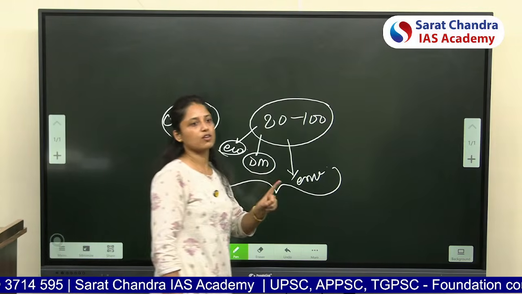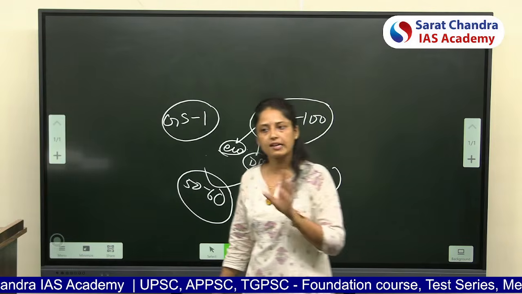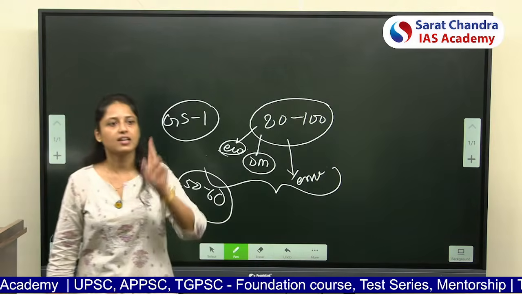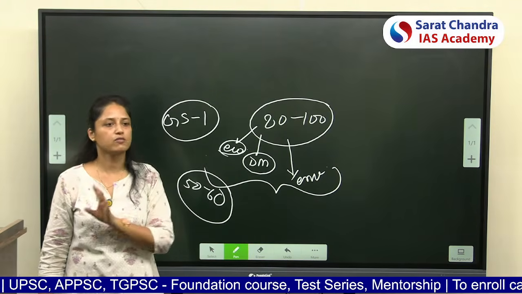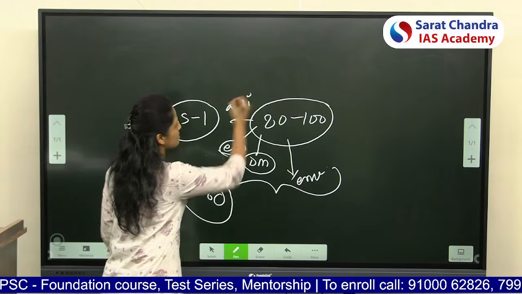Whenever you are reading geography, you will be reading about the irrigation systems, right? Irrigation systems are directly related to agriculture. Agriculture is an explicitly important part of GS paper 3 under economy. So here you will include agriculture also.